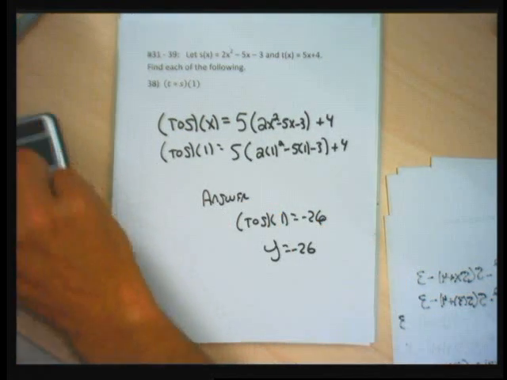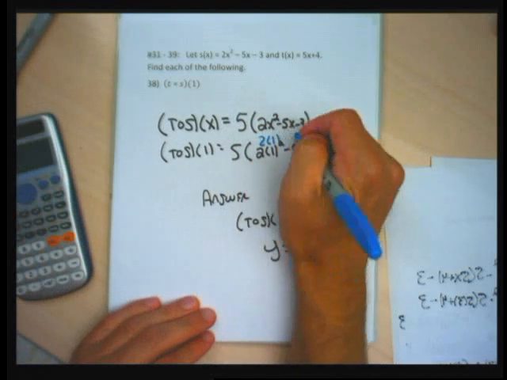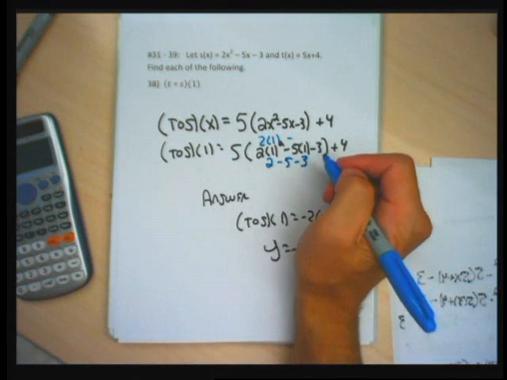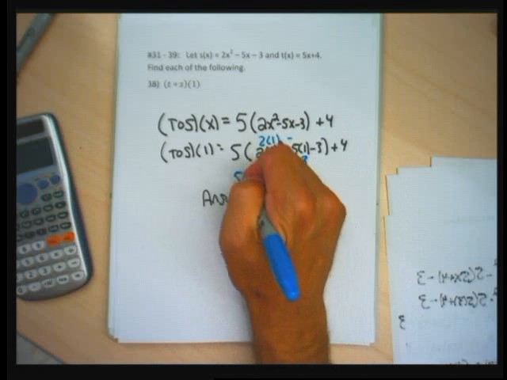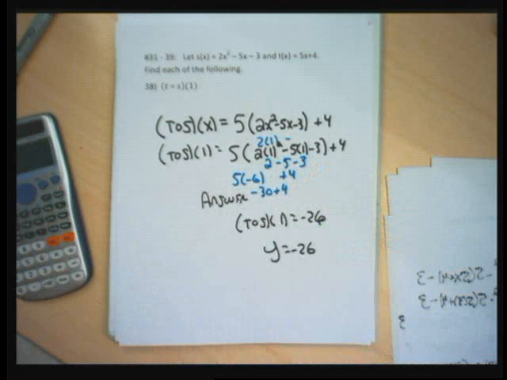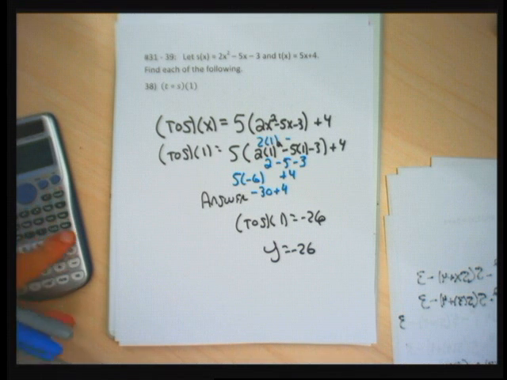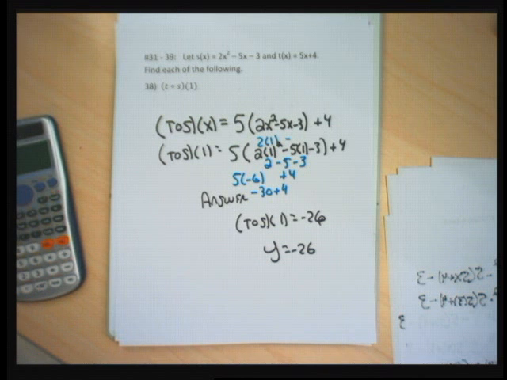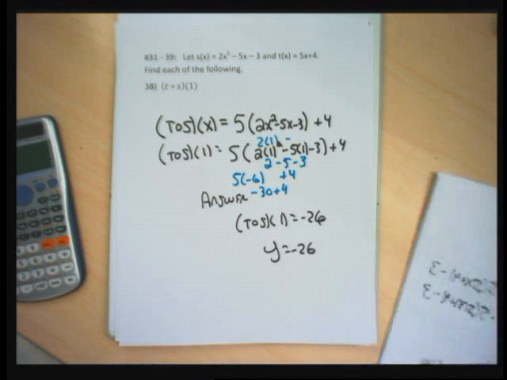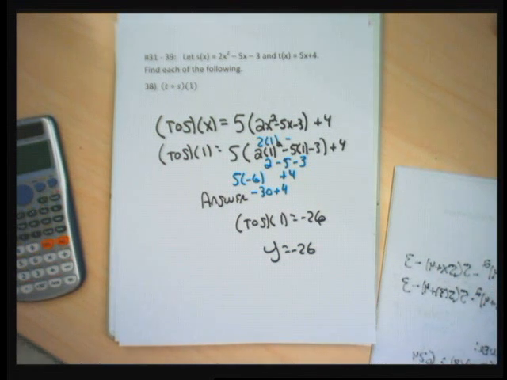If I did this by hand, this would be 2 times 1. So this is going to be 2 minus 5 minus 3. And that's going to be negative 6. So this would be 5 times negative 6 plus 4. That's negative 30 plus 4, which is negative 26. So I could do it by hand, maybe even quicker than I could do it on my calculator. But by hand, if I'm getting fatigued, I make mistakes pretty frequently. And on my calculator, I make fewer mistakes because it's less mind work to press buttons than it is to do the mathematics in my head.